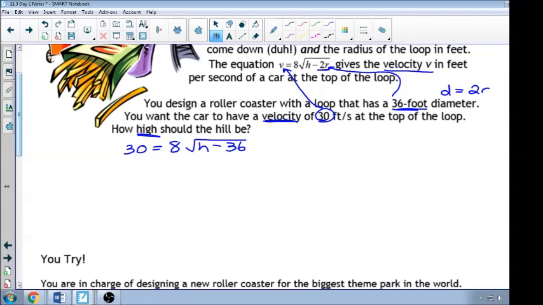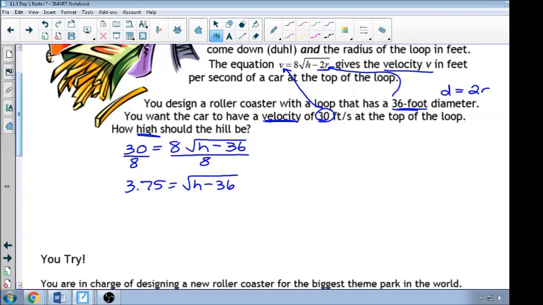So the first step to this is I'm going to go ahead and divide both sides by 8. So I take 30 and divide it by 8. I end up with 3.75 equals the square root of h minus 36. So now there's two things still attached to my h. I have the square root and I have the negative 36.